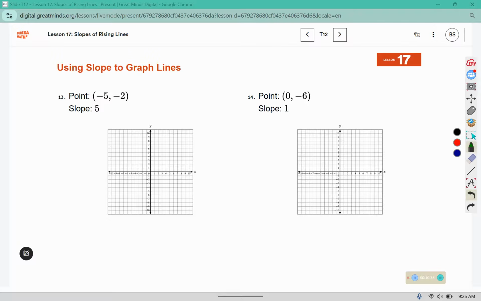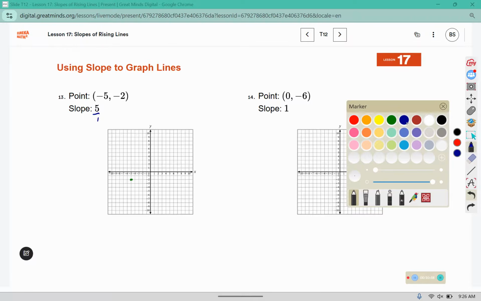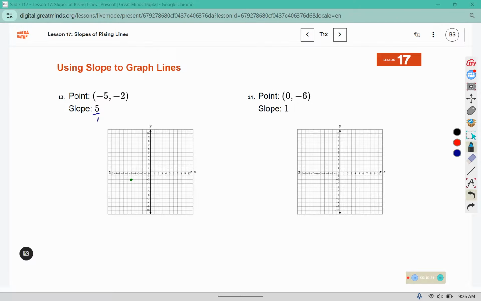This one's going to start at -5, -2. Then our slope is 5. So this is 5 with an invisible 1 underneath. So we'll go up 5 and over 1. 1, 2, 3, 4, 5. Over 1.